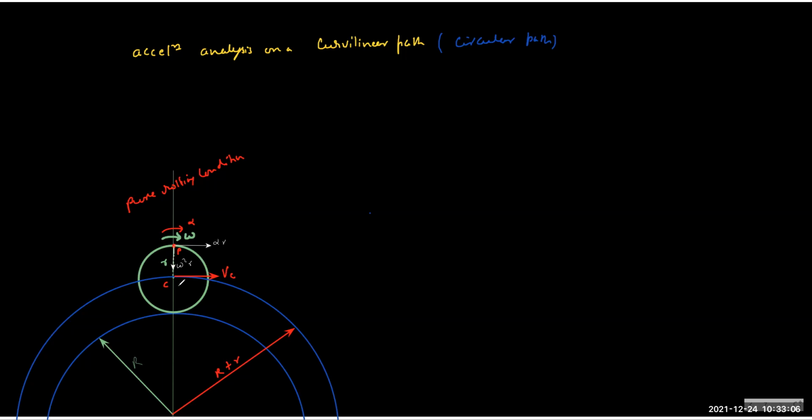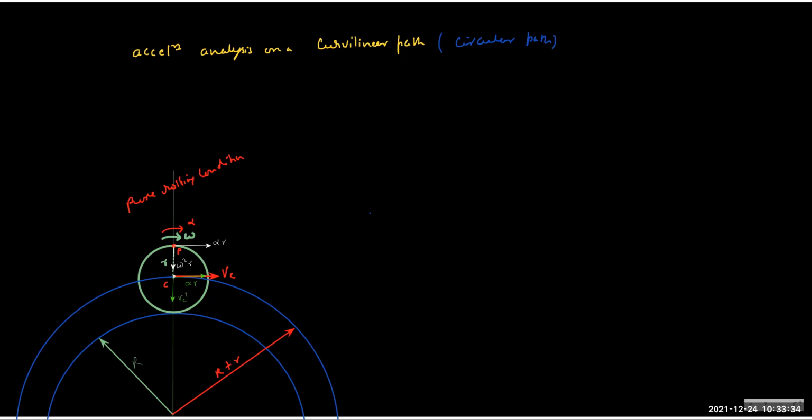But the center of mass itself is moving on a circular path. So the center of mass also will have two values, one centripetal and the other tangential. Tangential we know already. So what is the value of the tangential? The tangential is also alpha r. But the centripetal will be something interesting.